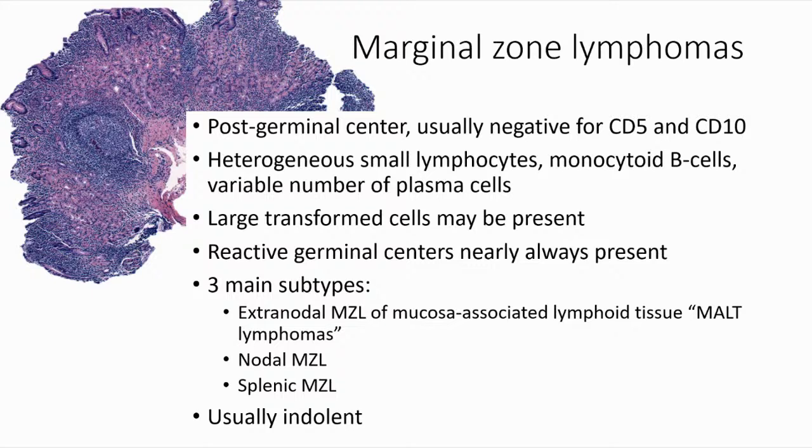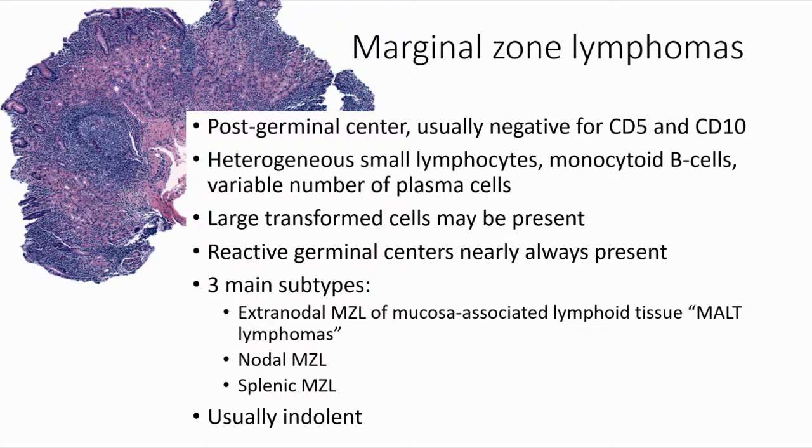Right. Thank you so much. One last question. I think this is about Richter's transformation. The question is marginal zone lymphoma with increased large cells. When do we call it Richter's transformation?